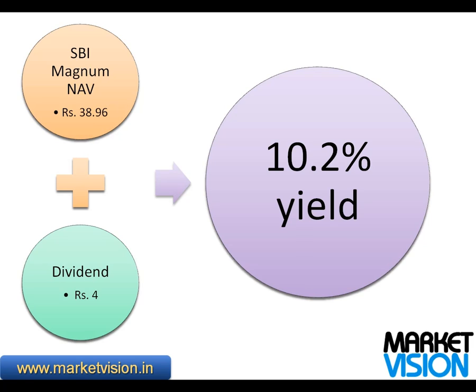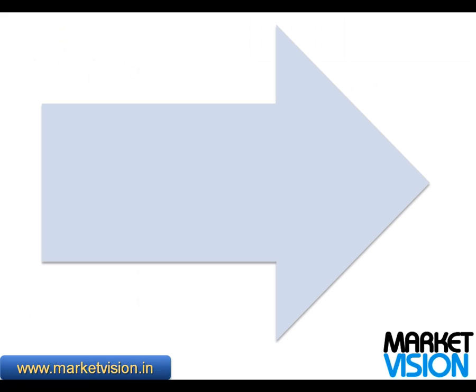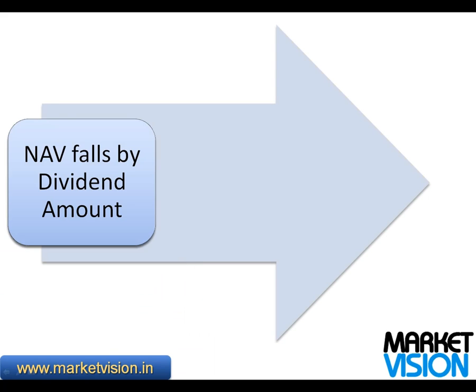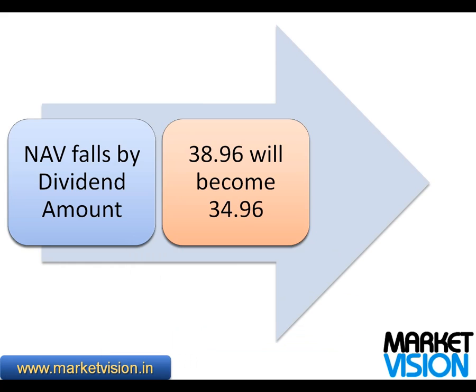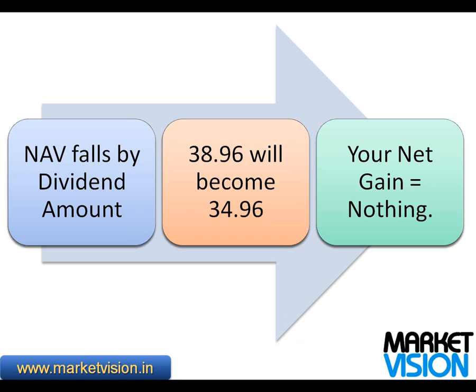That means if you put in 100 rupees, you will get back 10 rupees as dividend, right? But as compared to shares, it's a slightly different concept. The NAV, the net asset value per unit, that means the price at which you can buy or sell this mutual fund, will fall by the amount of dividend. Your 38.96 will become 34.96. Net you gain nothing. All right.